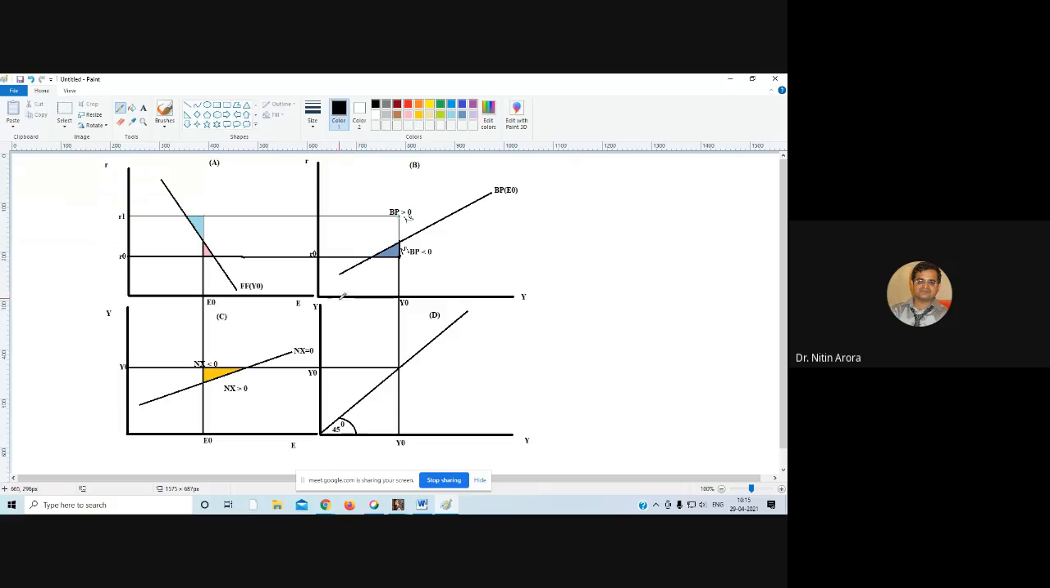Is there any question, students? If you have any question, we can discuss about this adjustment.